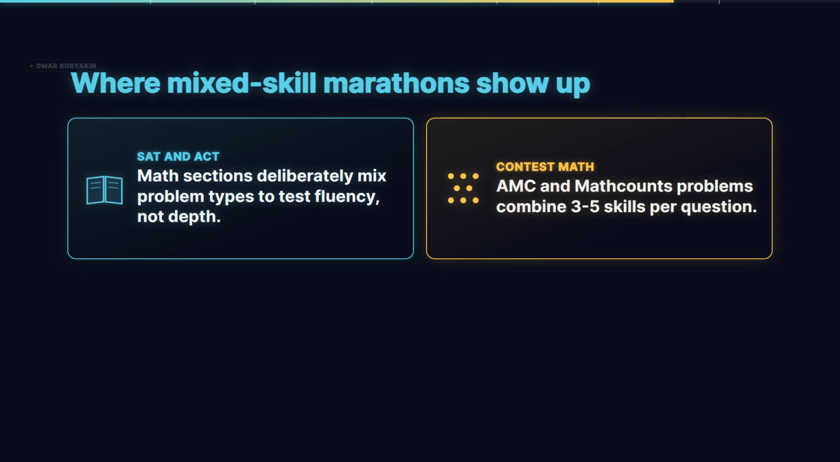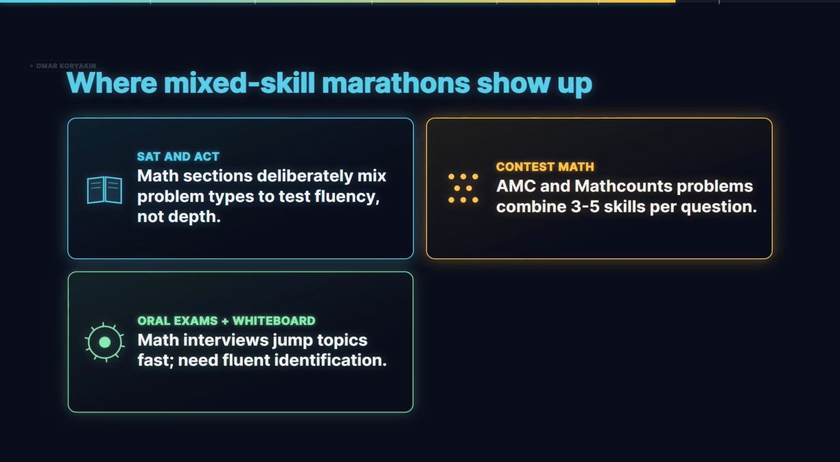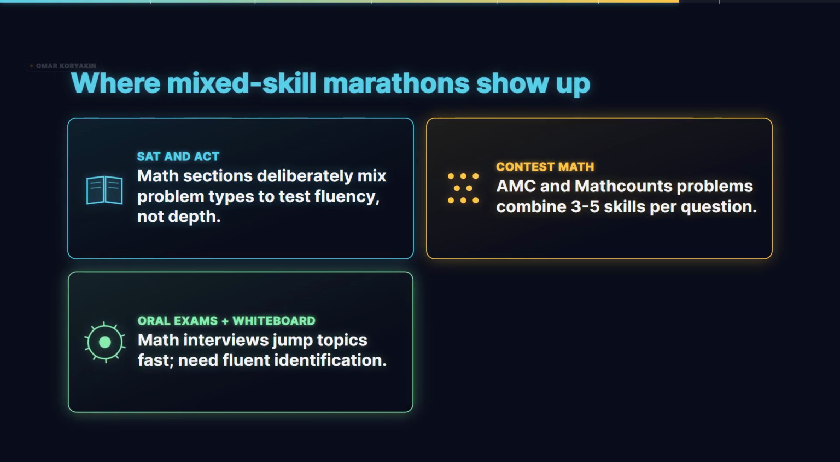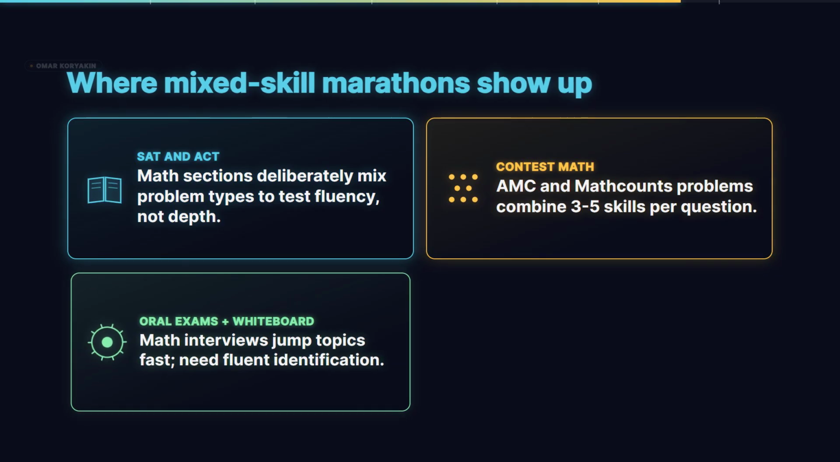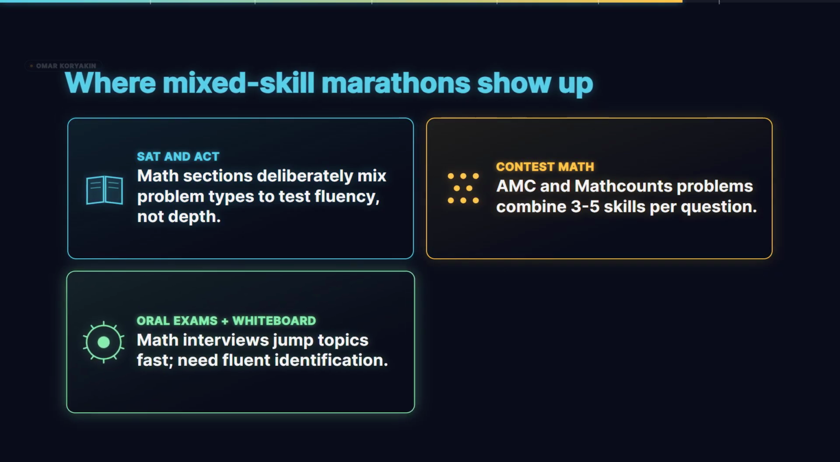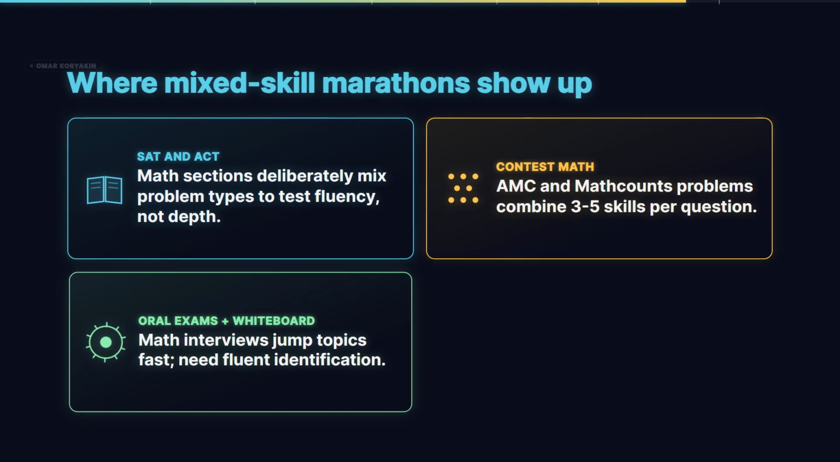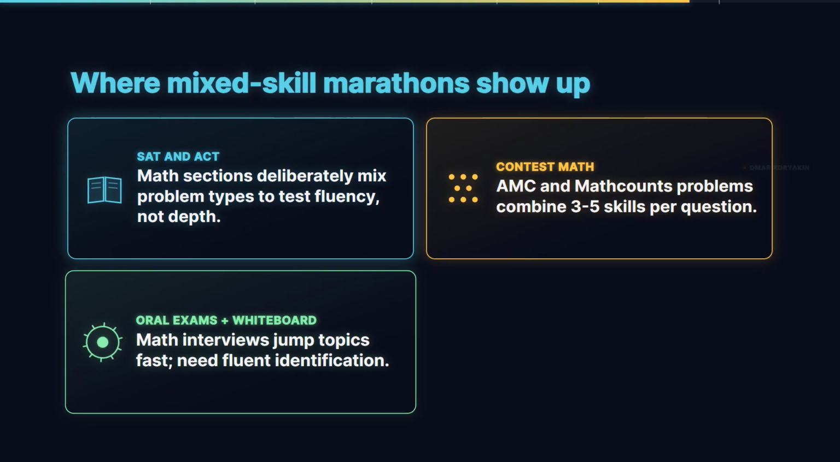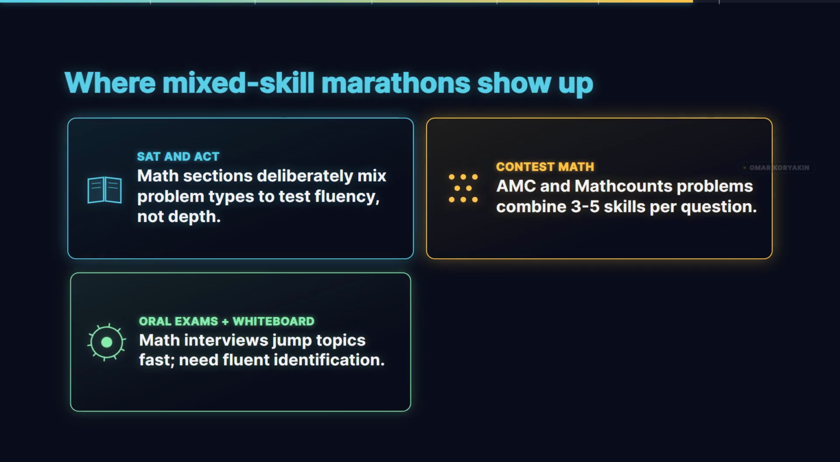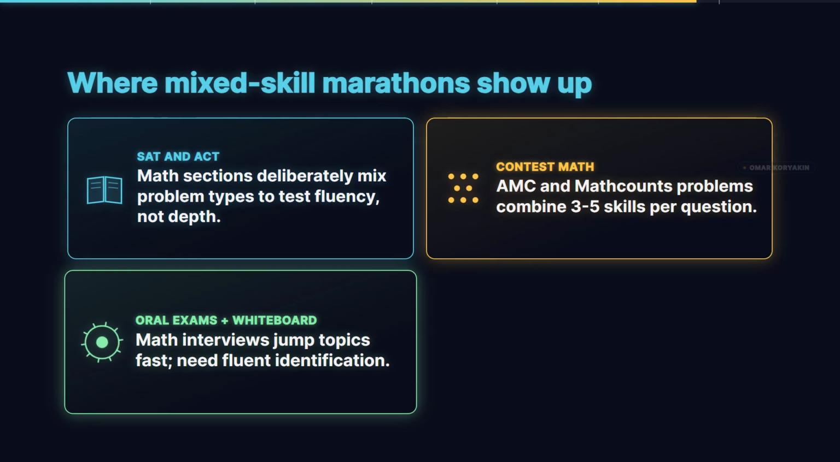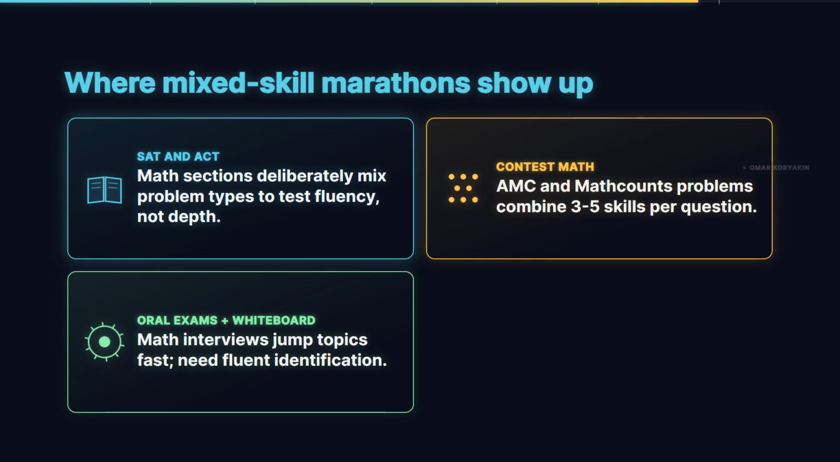In oral math exams, whiteboard interviews for tech jobs, and oral defense exams in graduate school, the examiner jumps between topics rapidly to test whether the candidate has fluent recall and decision making rather than just textbook knowledge. The candidate has to identify the right skill from a quick spoken description and apply it cleanly on a whiteboard with no time to think. Mixed skill marathon practice is the only training mode that builds this kind of on-demand fluency.